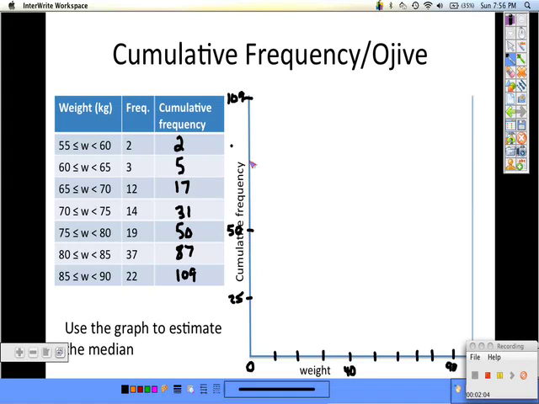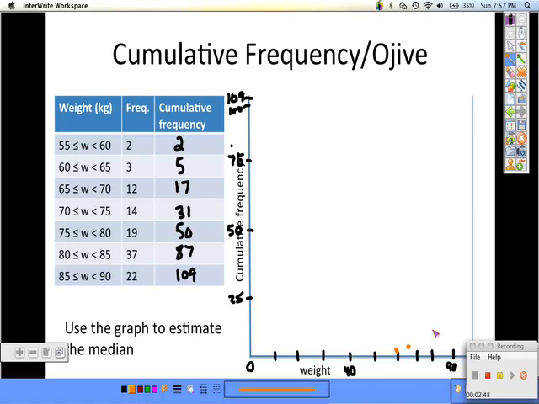25, 75, 100 would be a little less, and you could make a nicer scale using a ruler here. But now I'm going to plot for this at 60, it's going to be at 2. So not very high. And then 65, we're at 5.